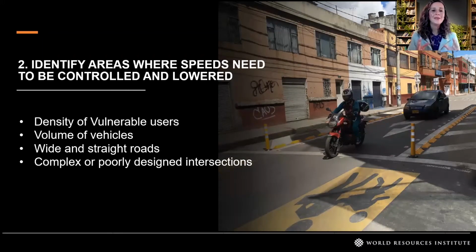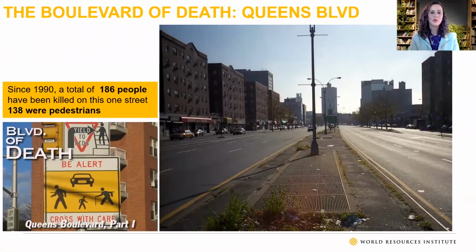Second, you will identify areas where speeds need to be controlled and lowered. So if you have high density of vulnerable users of the road, high density of vehicles, wide and straight roads, those arterial roads, or you have complex or poorly designed intersections. This is an example from New York City. This road that you see here is called Queens Boulevard, but for many years, people knew it as the Boulevard of Death. Why? Because since 1990, 186 people have lost their lives in this road.